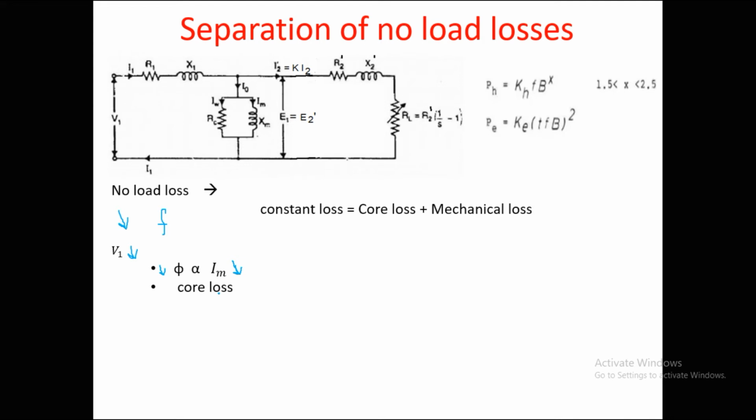And the core loss, because we know hysteresis and eddy current, both these losses have a direct relation with the square of the supply voltage. So if we reduce the voltage, we can have a reduction in the core loss. And what about mechanical loss? We know we do not have any direct dependency on voltage, so it is going to remain constant throughout this experiment.